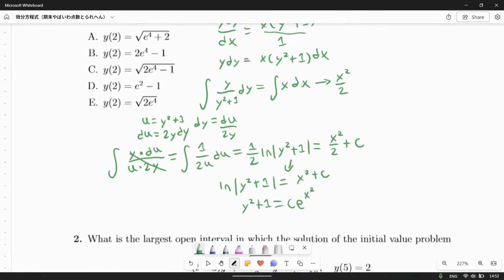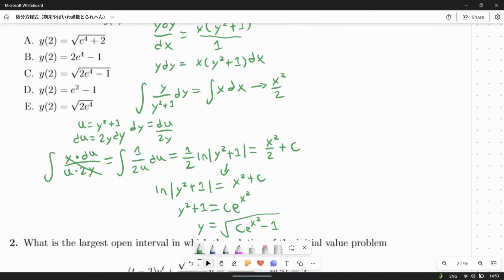And then the next thing from here, all we have to do is move this 1 to the other side and take a square root to get rid of this exponent over here. And when you do that, you ultimately end up with a general solution that takes the form of y is equal to the square root of c times e to the x squared minus 1. And from here, now we can solve our initial value problem.